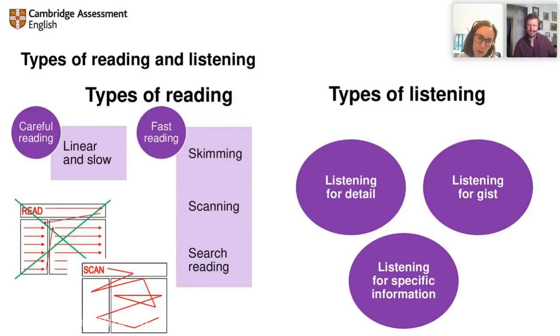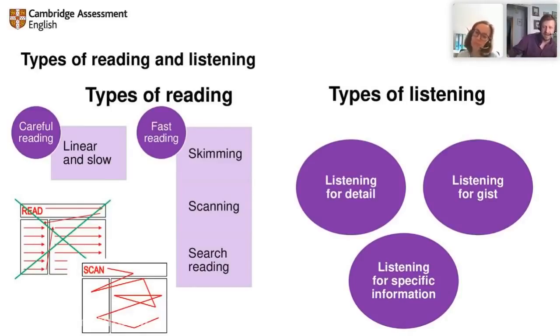Yes, on the one hand, we have careful reading, which is linear and usually slow. And then fast reading, which includes skimming, scanning, and search reading. Victoria drew that lovely picture of scan. So yeah, skimming, reading quickly to get a general overall idea, scanning for specific information, and search, being able to use a variety of different types of reading to either locate the paragraph you're looking for or more specific detail.